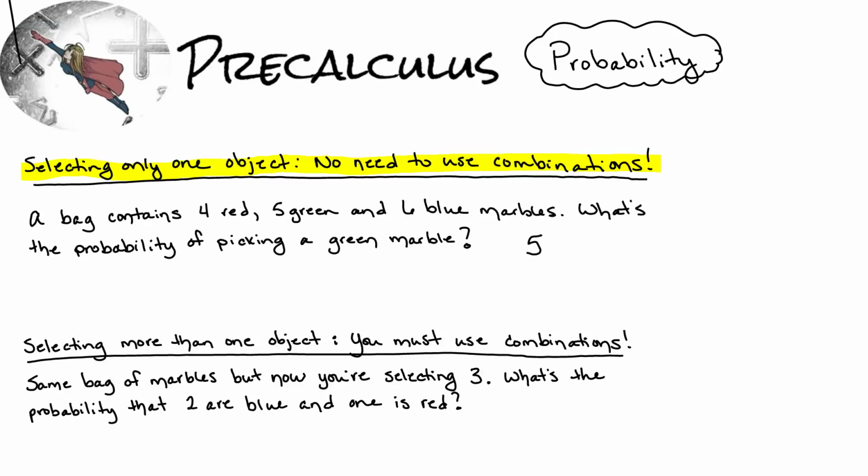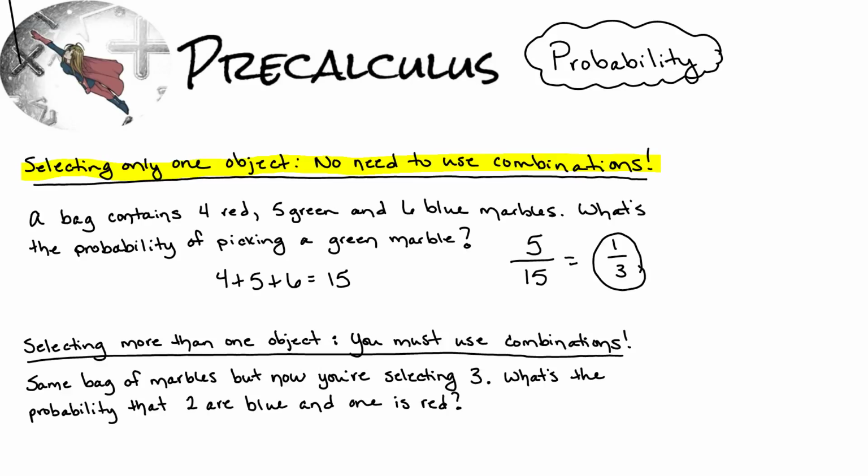So there's 5 different ways to pick a green marble, and then in this bag, the total number of marbles is 4 plus 5 plus 6, which adds up to 15. So there's 15 total different marbles that we could pick when we reach in and select one. So the chance of getting a green is 5 out of 15, which reduces to 1/3.